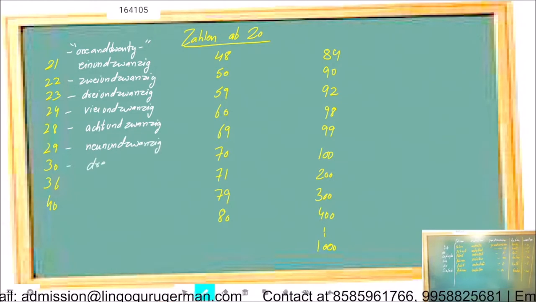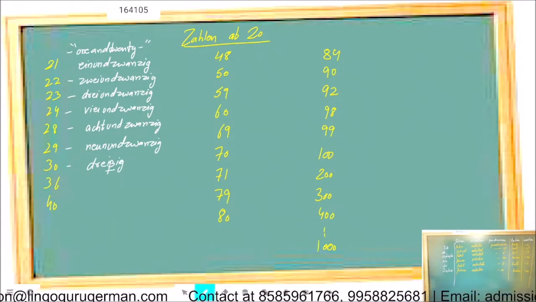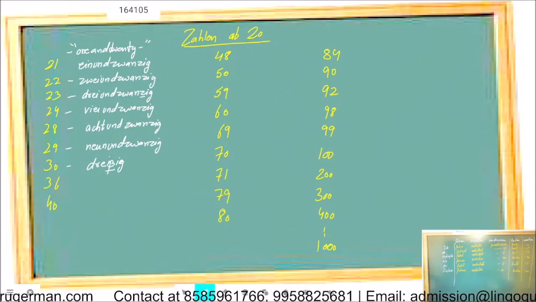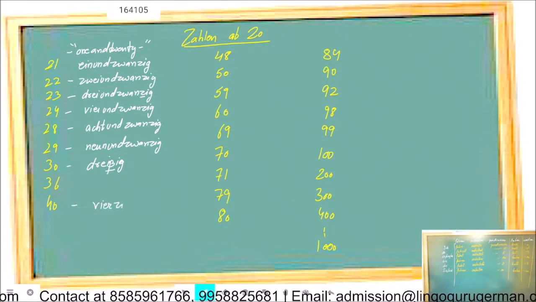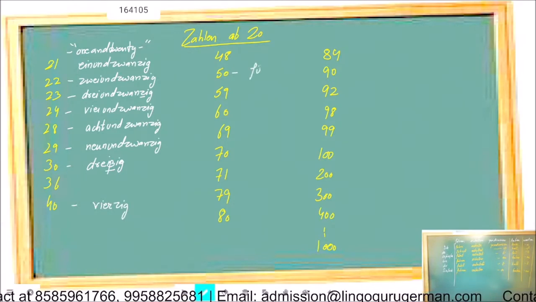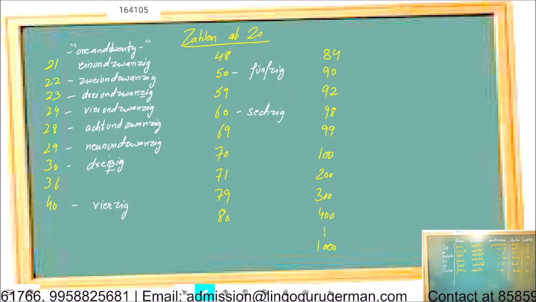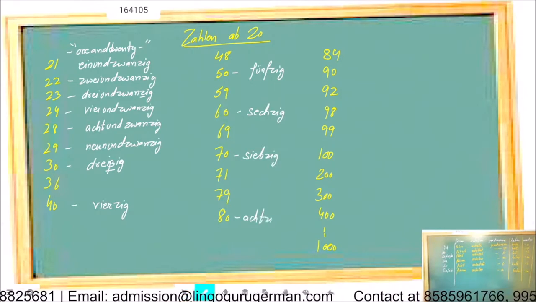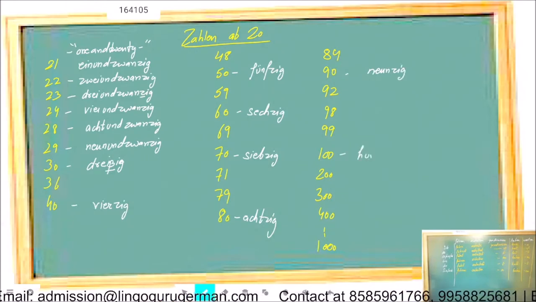30. Only in 30, I am going to use this ßig. Everywhere else, we are going to use zig. And for 30, 40, 50, 60, what we need to do? It's 30, dreißig. This is 40, vierzig. This is 50, fünf, five, and 50 is fünfzig, sechzig, siebzig, achtzig, neunzig. This is 100.